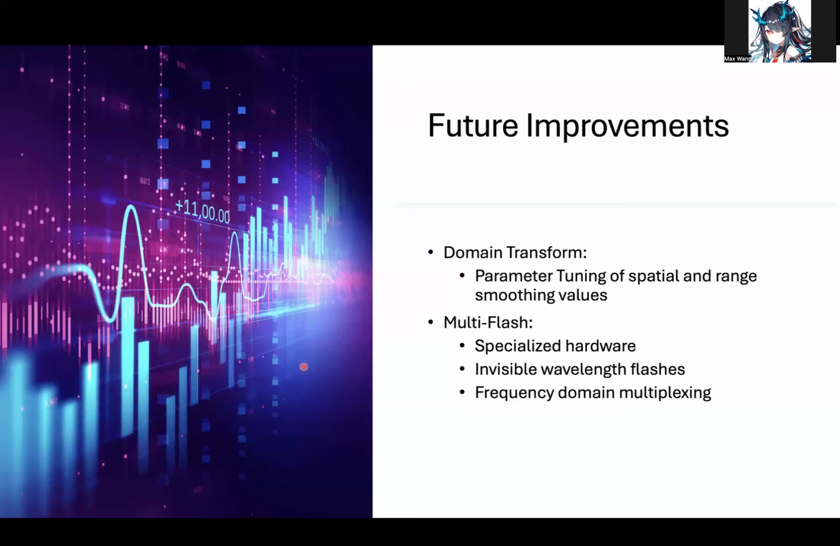In the original paper, it also proposed advanced enhancements to improve the method's performance and practicality. For instance, replacing visible flashes with invisible wavelengths such as infrared or ultraviolet light would make the system less intrusive. Another promising improvement involves frequency domain multiplexing, where light sources operate at different frequencies, allowing multi-flash effects to be captured in a single exposure. This would enable real-time performance similar to the domain transform method, while retaining multi-flash imaging's superior edge detection capabilities.